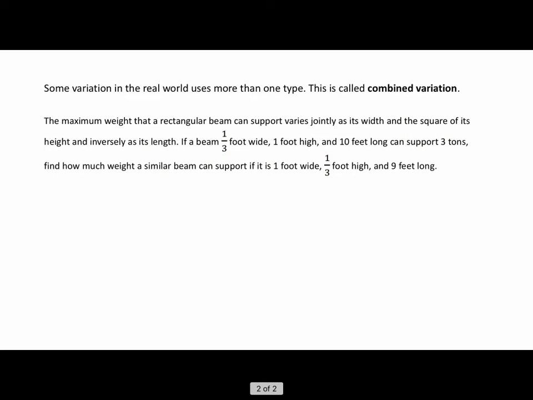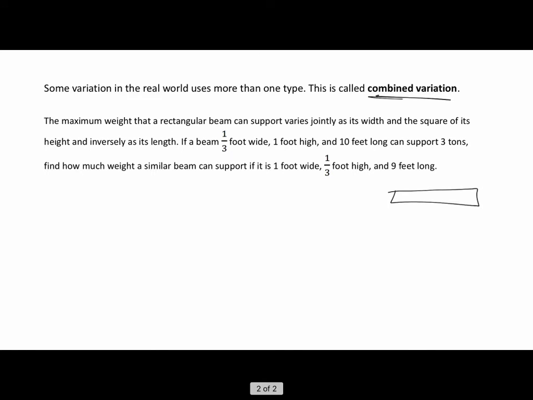So some variation in the real world uses more than one type, and this is called combined variation. So you'll have either direct and inverse or joint and inverse. That's combined variation. So an example here: the maximum weight that a rectangular beam can support varies jointly as its width and the square of its height, and inversely as its length. If a beam 1/3 foot wide, 1 foot high, and 10 feet long can support 3 tons, find how much weight a similar beam can support if it's 1 foot wide, 1/3 foot high, and 9 feet long.